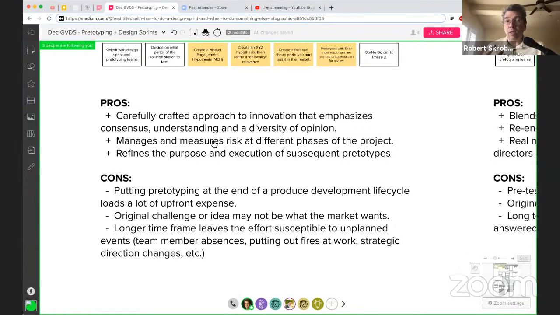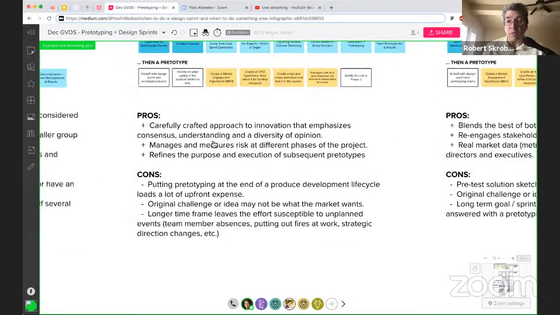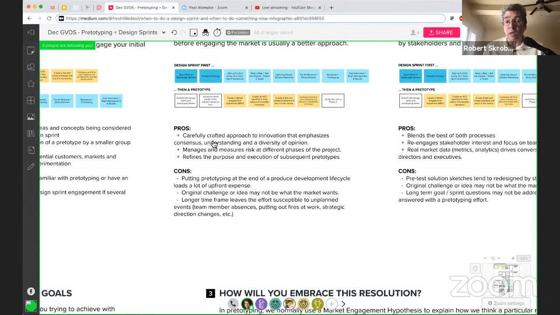So the more time you take to get to market, the higher the risk may be for you and your team to basically get some certainty around your idea or your concept and how the market would engage it.